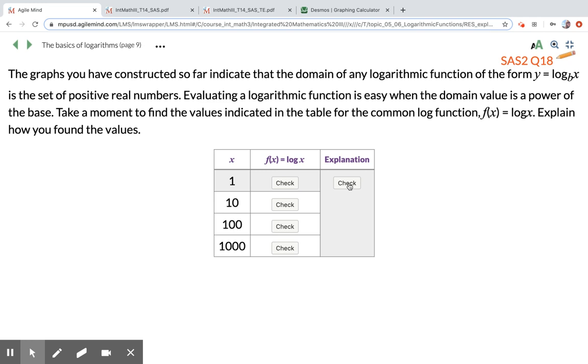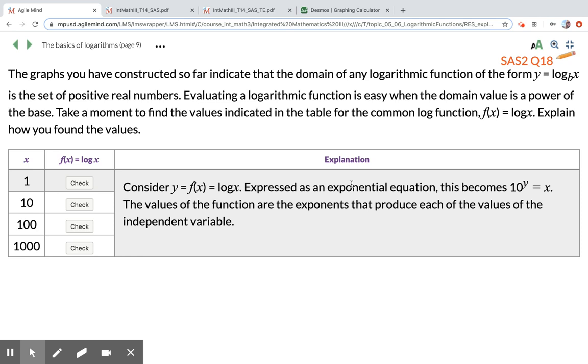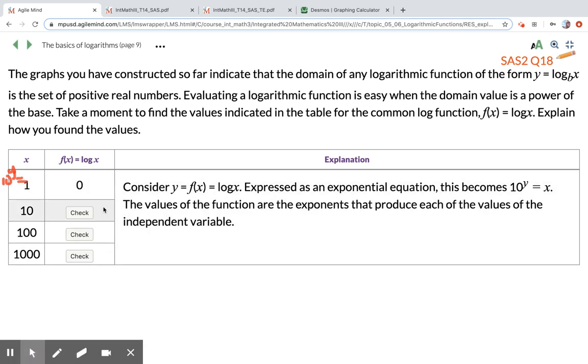So I'm going to do my explanation first, actually. Because I see that this is a common log, I get to assume that it is a log base 10. Common log means it has a base of 10. So if I were to write this as an exponential equation, it would be 10 to the y power equals x. When I'm looking at this problem right here, I'm asking myself, 10 to the what power would equal 1? Well, in this case, that would have to be 0.